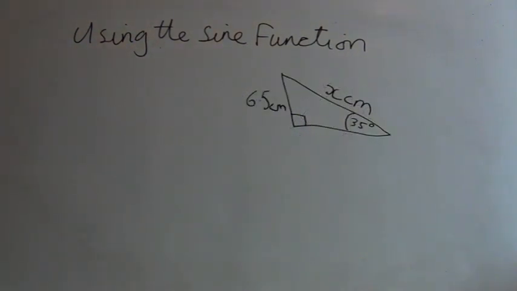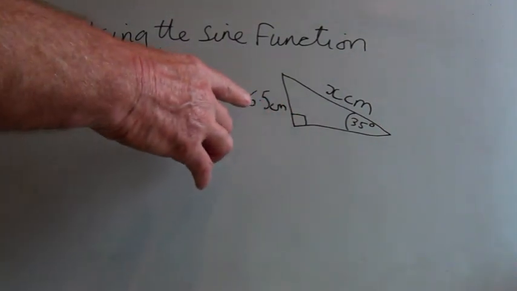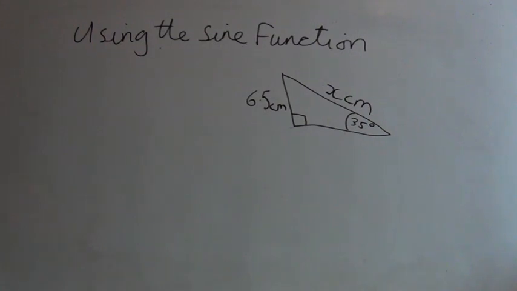Okay, so in this next example we're given theta equals 35 degrees, the opposite side is equal to 6.5 centimeters in length, and we're asked to find the hypotenuse, which is x. So I'll give you a few minutes to work through this example and then I'll come back and work through it with you.